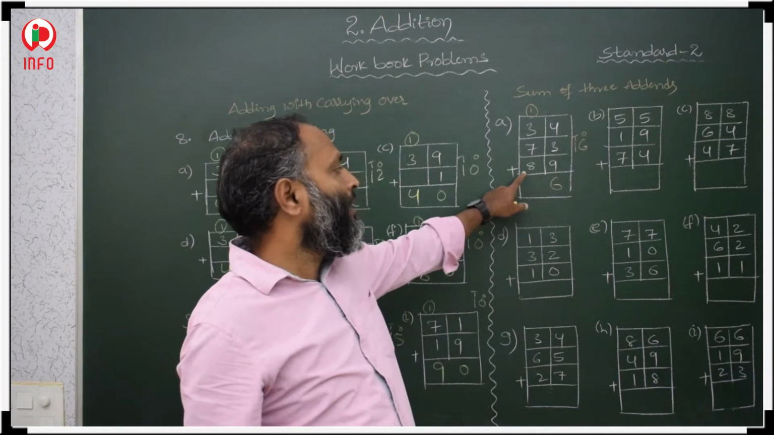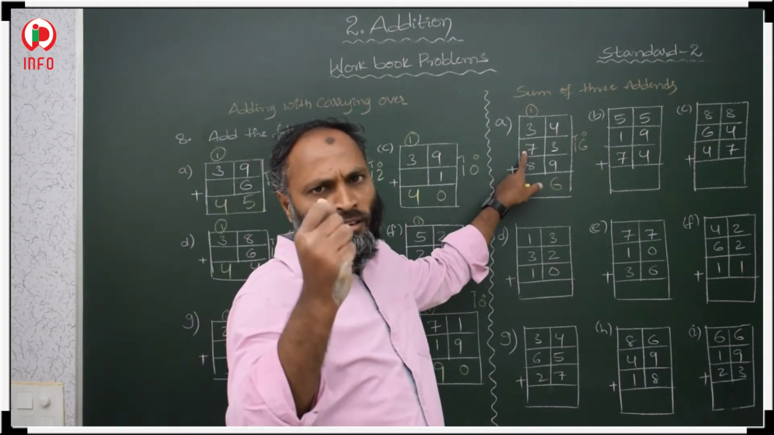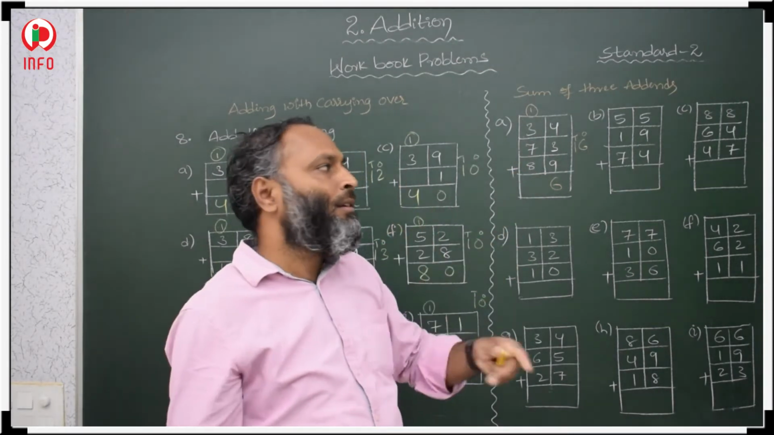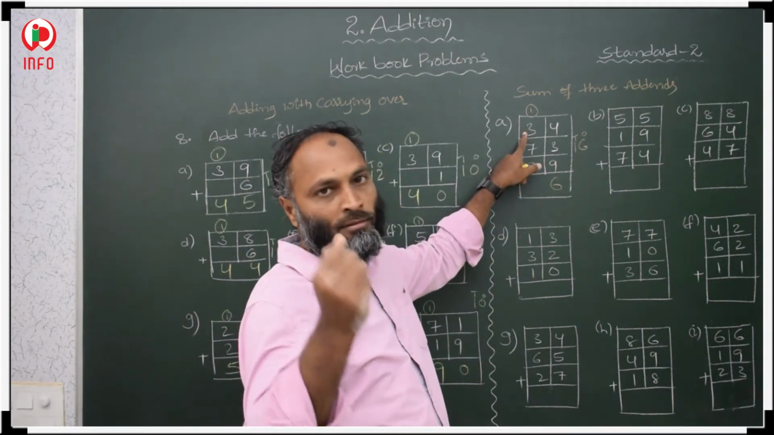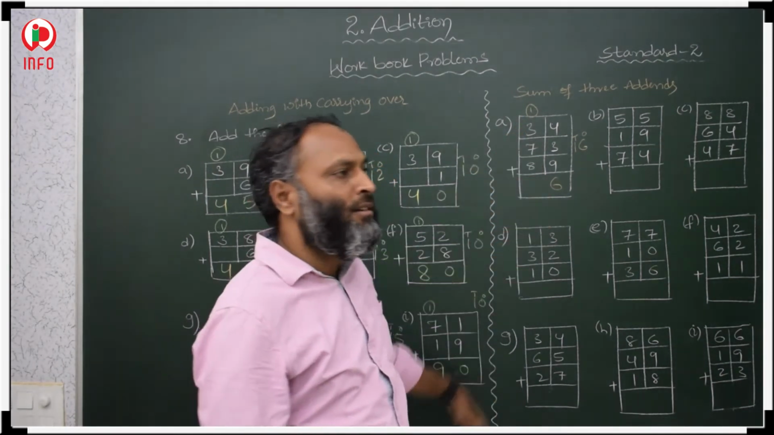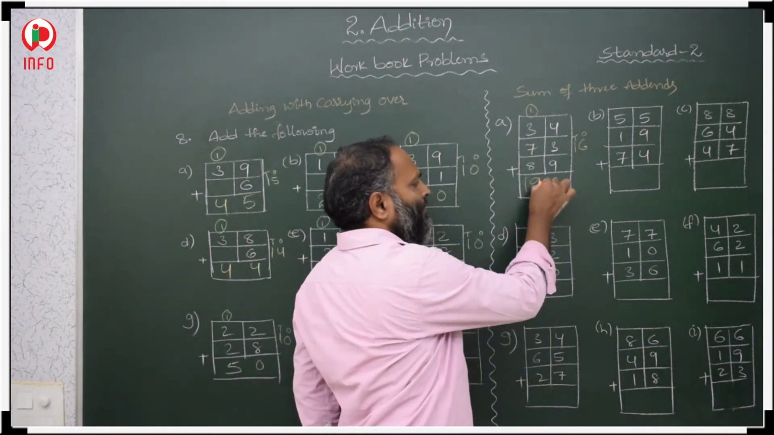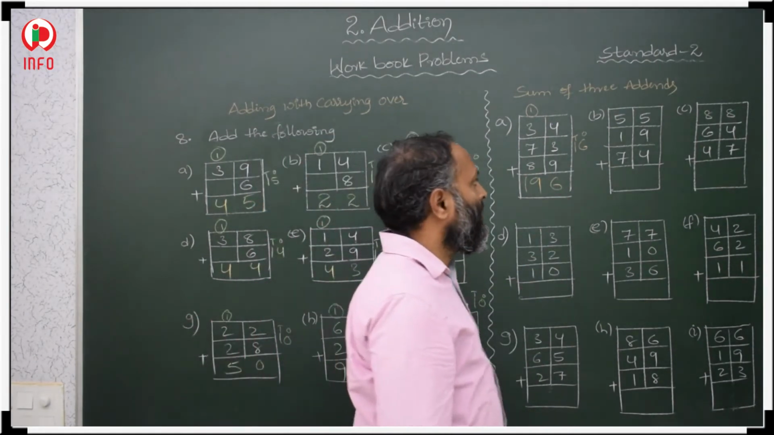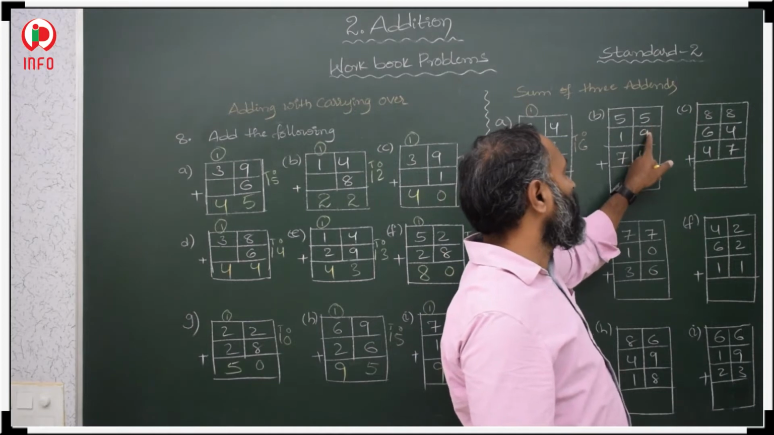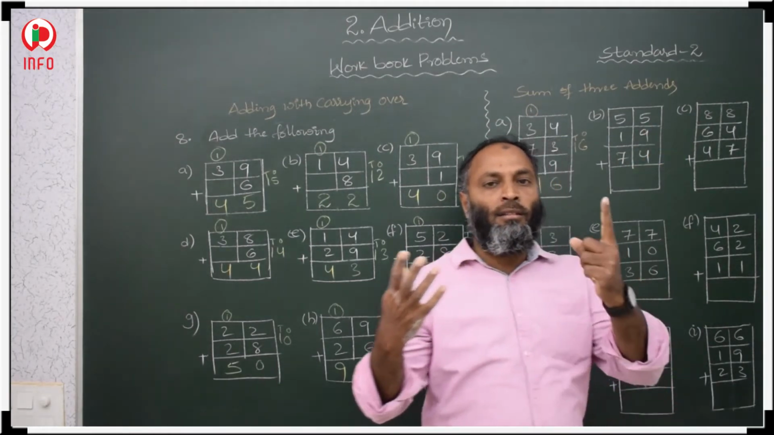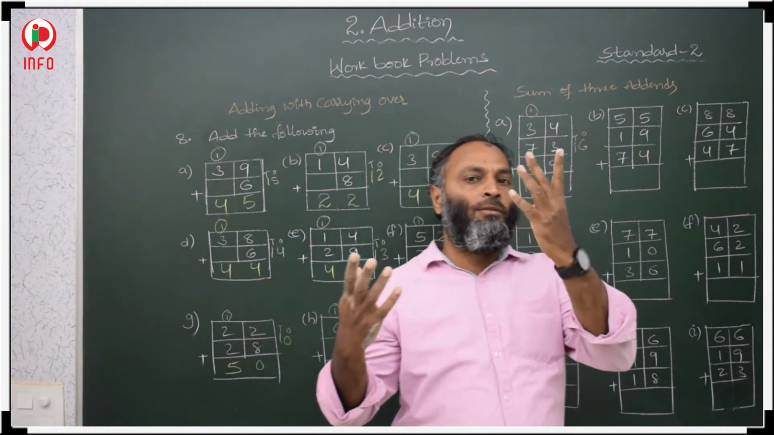Then 8. 8 plus 7: 8, 9, 10, 11, 12, 13, 14, 15. 15 plus 3: 16, 17, 18. 18 plus 1 also, 19. 196. Here, 5 plus 9: 5, 6, 7, 8, 9, 10, 11, 12, 13, 14.